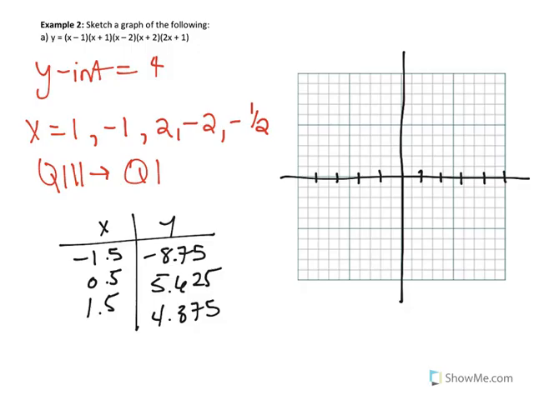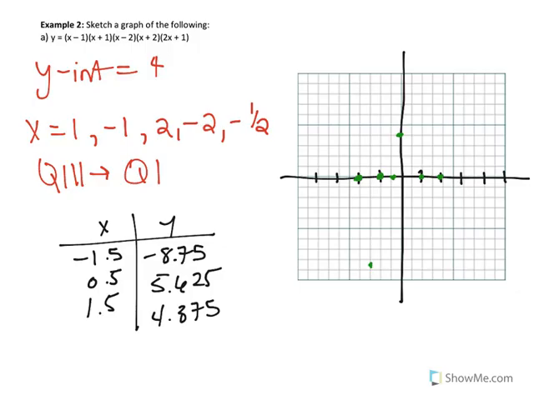So we're going to plot all of our intercepts again. So we have one at negative 1, we have one at negative 2, we have one at negative a half, we have a y-intercept of 4, we have an intercept at 1, we have an intercept at 2. At negative 1.5, it's down at negative 8.75. So like way down here.